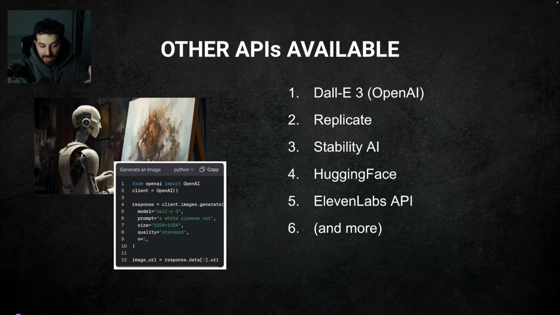Replicate, Stability AI, Hugging Face, they all have a wide variety of different AI APIs that you can use. A lot of them are open source, so that's very interesting. I already used Replicate to build a project using their Stable Diffusion API, but honestly, you can use any APIs here. It depends on the project that you want to build, but all of them are good and all of them provide very interesting services.